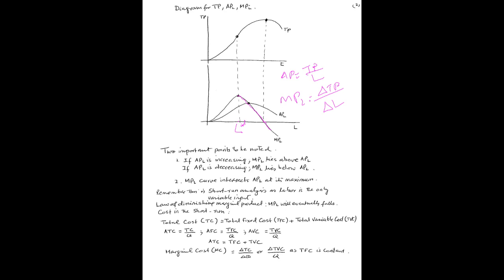Then total cost is equal to total fixed cost, TFC, plus total variable cost, TVC. Right? So this is TVC, total variable cost. So total cost has two components: total fixed cost and total variable cost.